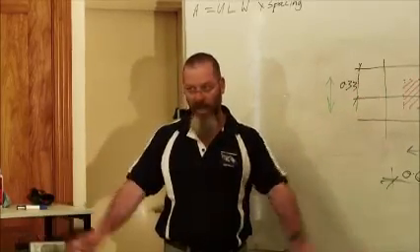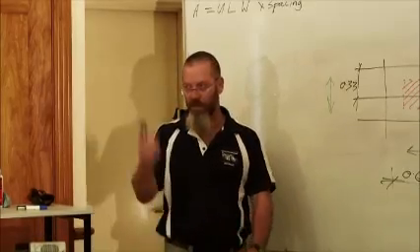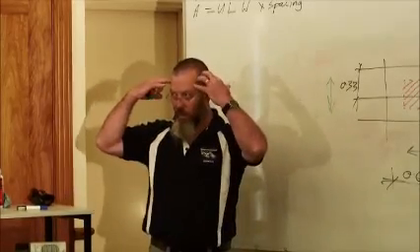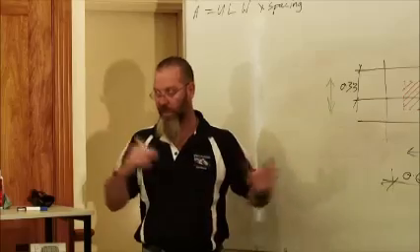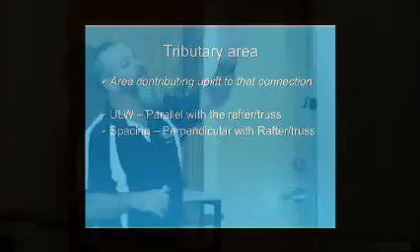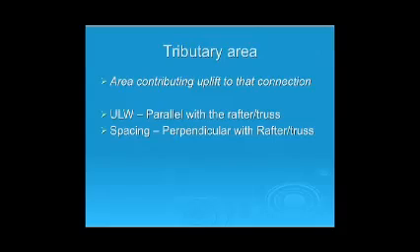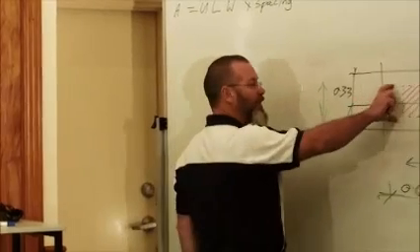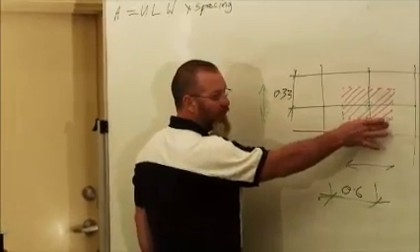I haven't used AutoCAD or even a ruler or set squares, just do it that way, and I can get into my builder's head now exactly what I'm talking about, the tributary area. Okay? So there are 2 rules that you need to understand. ULW is parallel with the rafters. Spacing is perpendicular, or at 90 degrees. These are golden rules. Force equals pressure times area. Area equals ULW times spacing. So it's that dimension there times that dimension there.